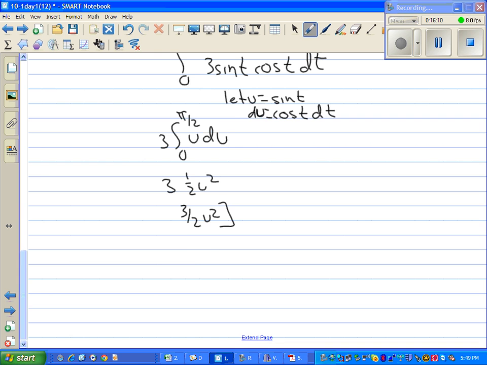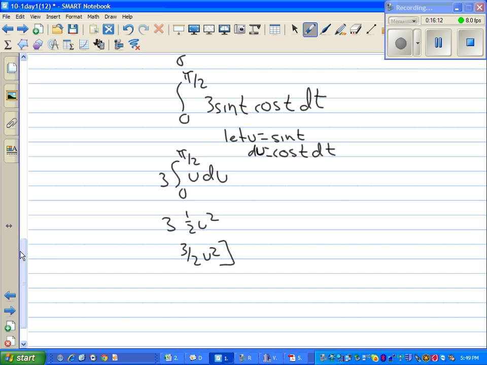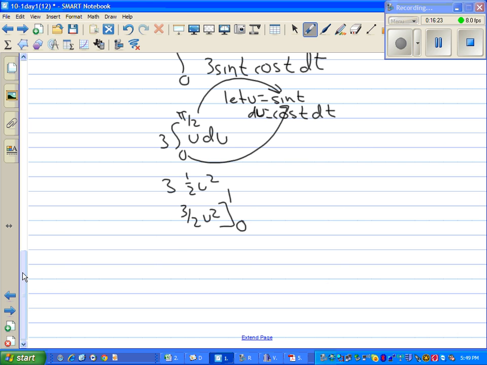And we can evaluate that from, well, let's just change. We'll put pi over 2 in for sine t. Sine of pi over 2 is 1. We'll put 0 in for sine, and that's 0. So really it's 0 to 1 now, and we don't have to resubstitute back in. So we have 3/2 times 1 minus 3/2 times 0. So we're looking at 3/2, but that was only 1/4 of the shape. Multiply by 4, and we end up with an answer of 6.